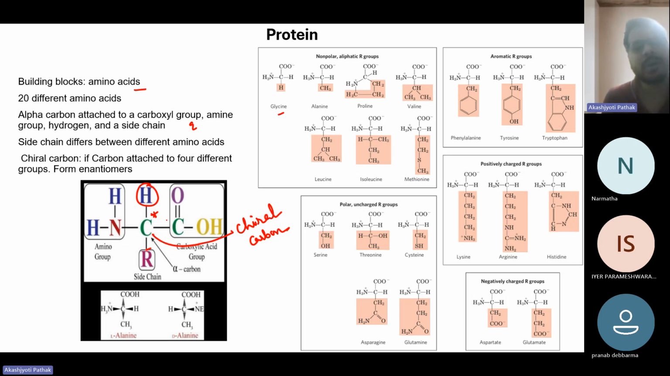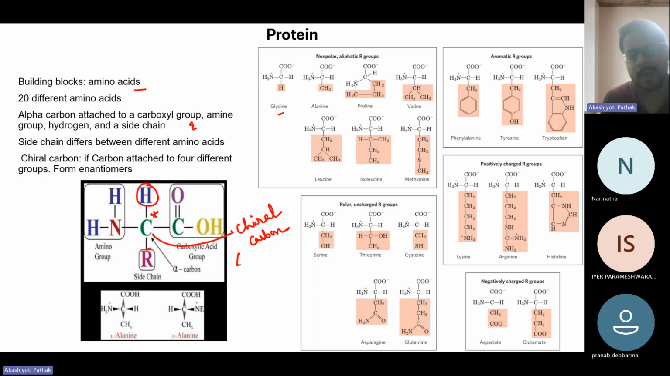The stereoisomers formed are enantiomers. Why is it an enantiomer? Since this is a chiral carbon, it can exist as either L-alanine or D-alanine, and these are non-superimposable mirror images. So they can exist as L form or D form, and since they are non-superimposable, these are called enantiomers.